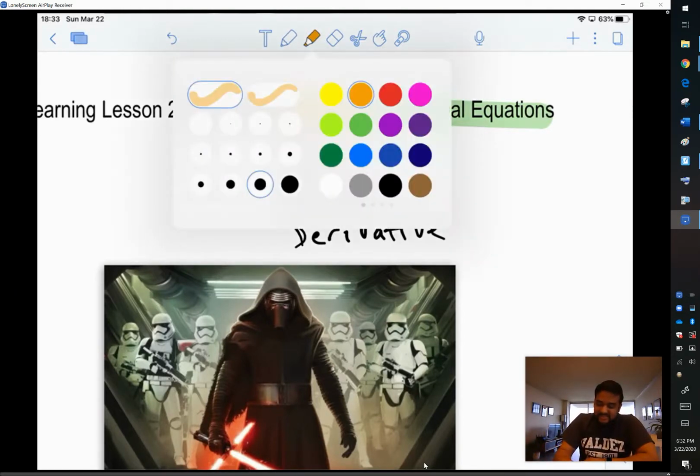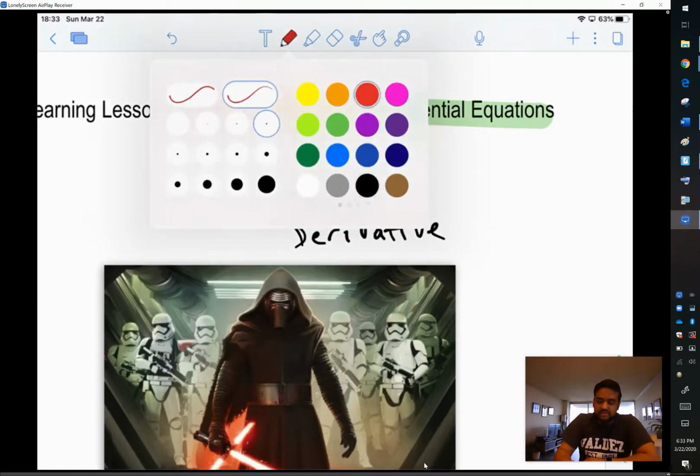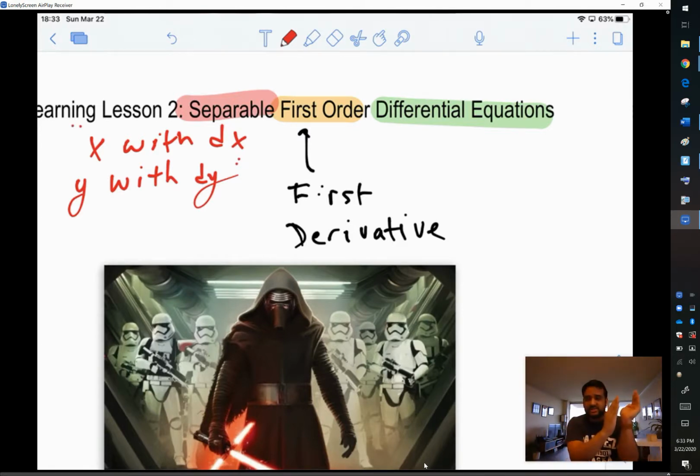And separable is a class of differential equations that can be solved using a method called separation of variables. Basically, it means that you can group together x terms with a change in x and y terms with a change in y. So our goal is to get x's on one side along with dx and y's on the other side along with dy. So that's what it means to be separable.